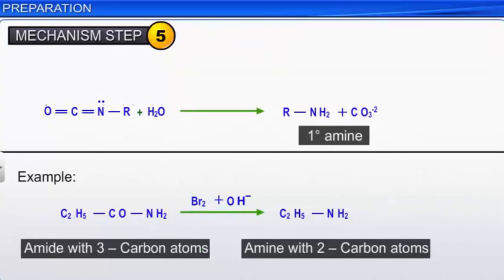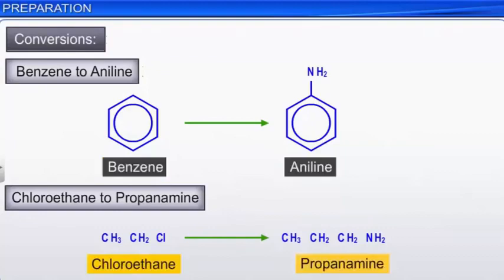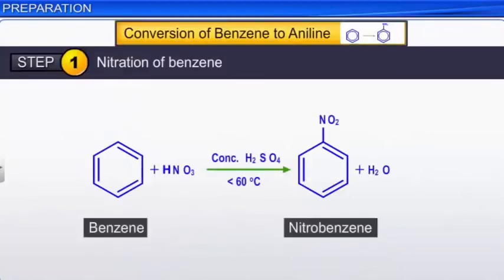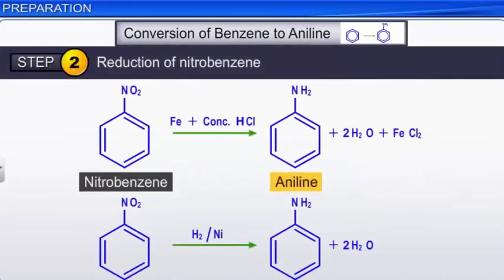With the knowledge that we have acquired about the methods for the preparation of amines, let us now carry out some conversions. Benzene to aniline. Chloroethane to propanamine. In the conversion of benzene to aniline, the first step involves the nitration of benzene using the nitration mixture to nitrobenzene. The nitrobenzene formed in the first step is reduced to aniline in the presence of iron and concentrated hydrochloric acid or by catalytic reduction.